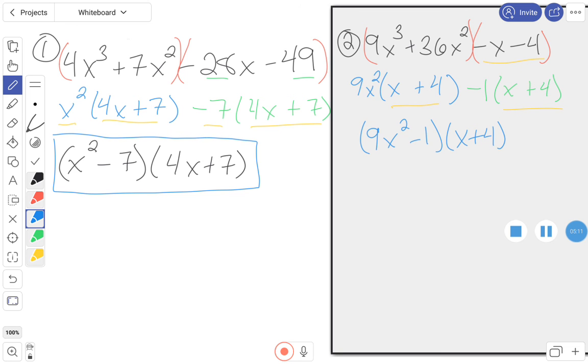Hey, by the way, if you wanted to know if you were getting these correct, there's an easy way to figure that out. FOIL, that 4-letter F word, do that. So like 9x squared times x would be 9x cubed. 9x squared times 4 would be 36x squared. -1 times x would be -x. And -1 times 4 would be -4, which it turns out is exactly where I started.